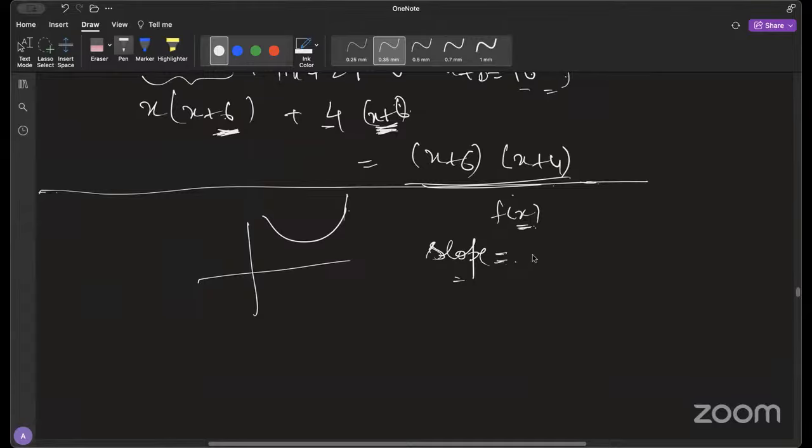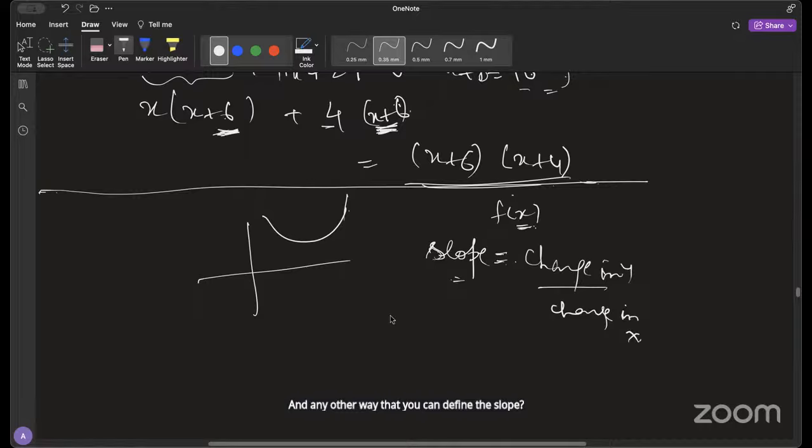Changing y by changing x. Yeah, change in y by change in x. And any other way that you can define the slope? Positive angle of tangent. Yeah, so one way to define it is if you have f(x) and you need to find the slope.